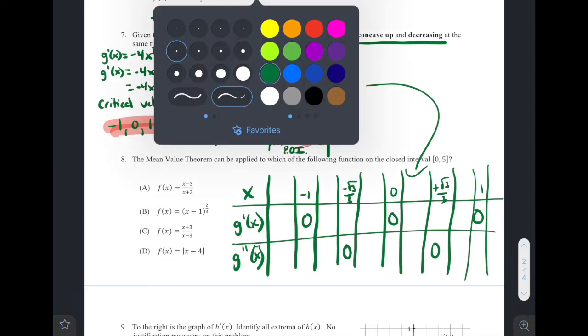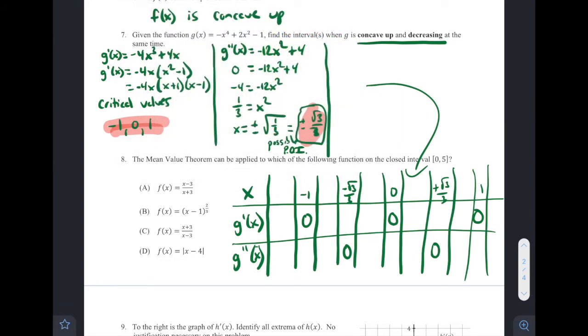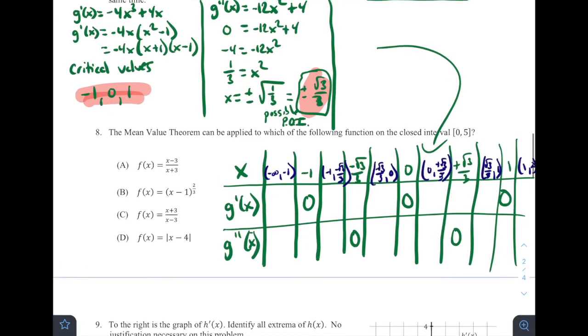And then let's get our intervals on here. All my values less than -1 go from negative infinity to -1. Then we've got -1 to negative root 3 over 3, then negative root 3 over 3 to 0, then 0 to positive root 3 over 3, then root 3 over 3 to 1, and then all the values greater than 1. All right, so lots going on here in this table.